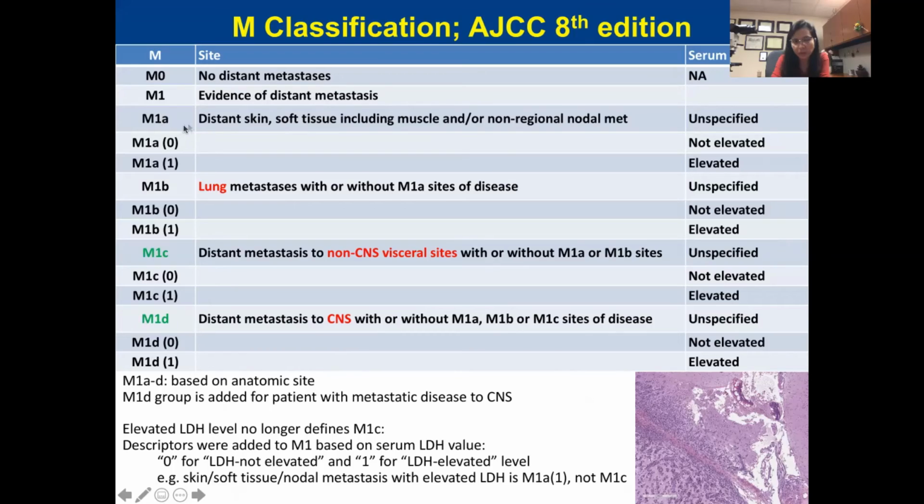For example, M1A is metastatic to the distant skin, soft tissue. M1B is metastatic to the lung. M1C is metastatic to non-central nervous system visceral sites. And M1D is metastatic to the central nervous system. And for each, we have a 0 and 1 subcategory. So if the patient has an elevated serum LDH level, that will upgrade the staging to 1 instead of 0. Okay, so this is just an example of a brain met.